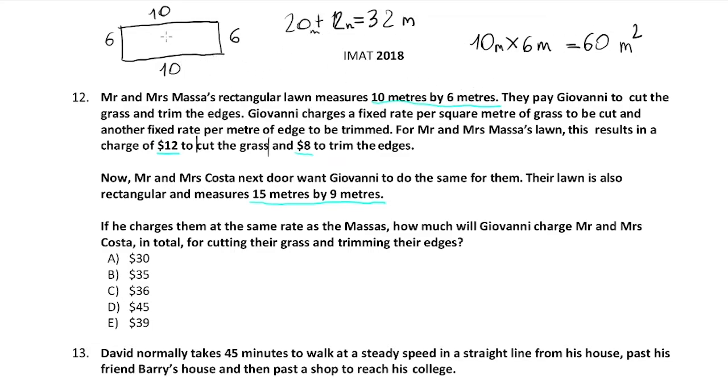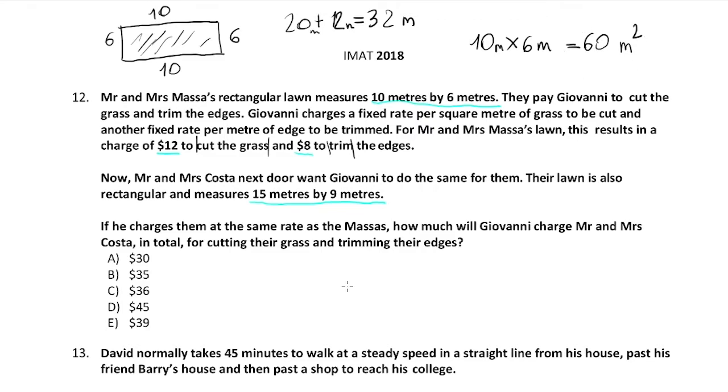In the other case, we will have to calculate each square meter, and 1 square meter is 1 times 1. So if we do the same thing for 6 times 10, we will have the total area of this rectangular lawn. At this point, we have how many meters Giovanni has to trim and how many square meters Giovanni has to cut. So we can take the cost for everything, for the total amount.